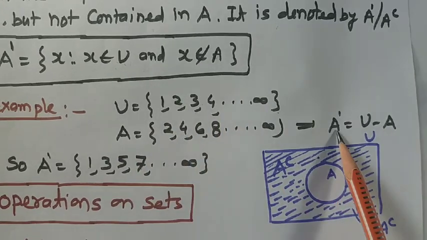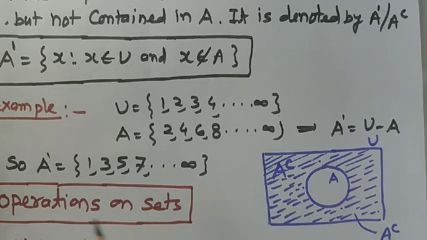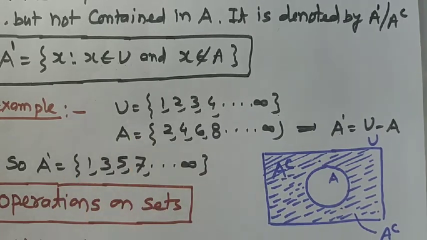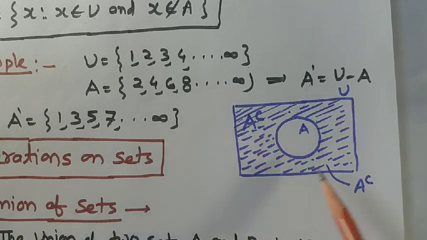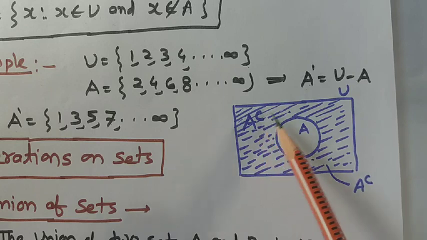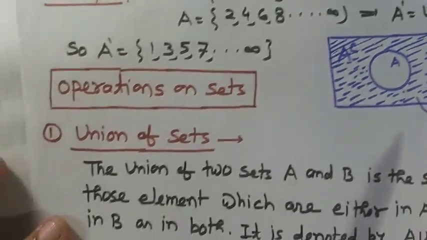So A dash equals U minus A, meaning those elements which are present in U but not in A. In the Venn diagram, here we have the total universal set and this one is A. So this shaded portion is represented by A complement.